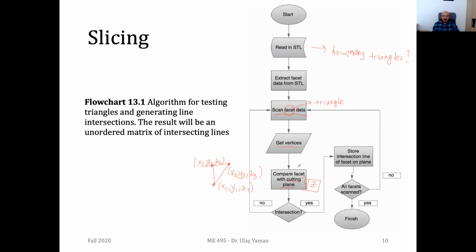So any idea how we can do this comparison? And how we can decide whether our, let's say, slicing plane is intersecting with the triangle or not. Obviously, this one is intersecting, but the other two are not intersecting. And how we can do this comparison here and then move on. Any idea, guys?